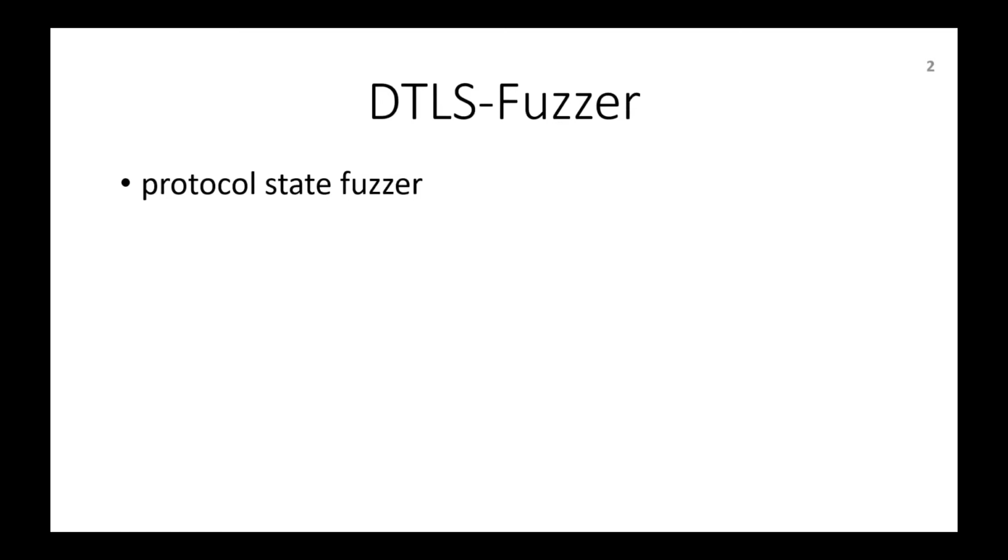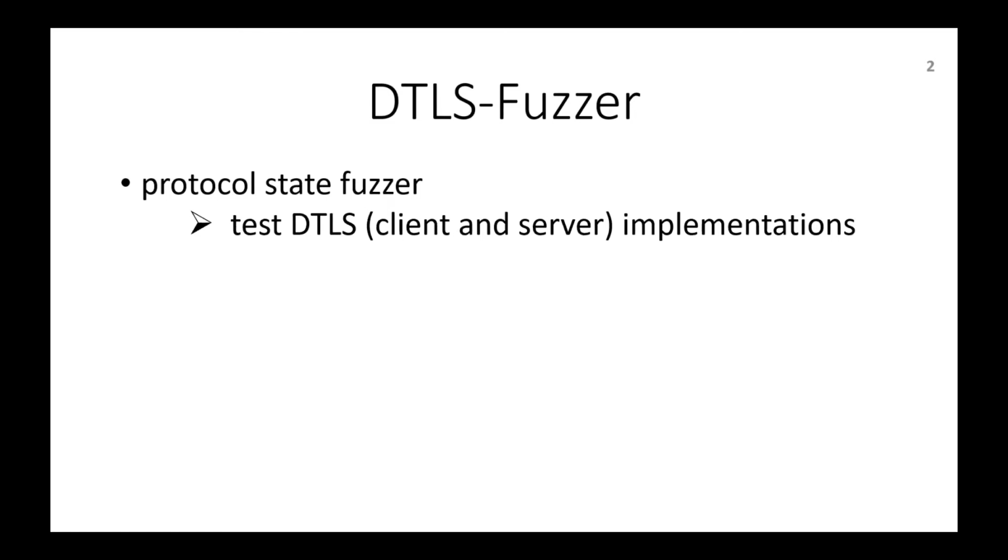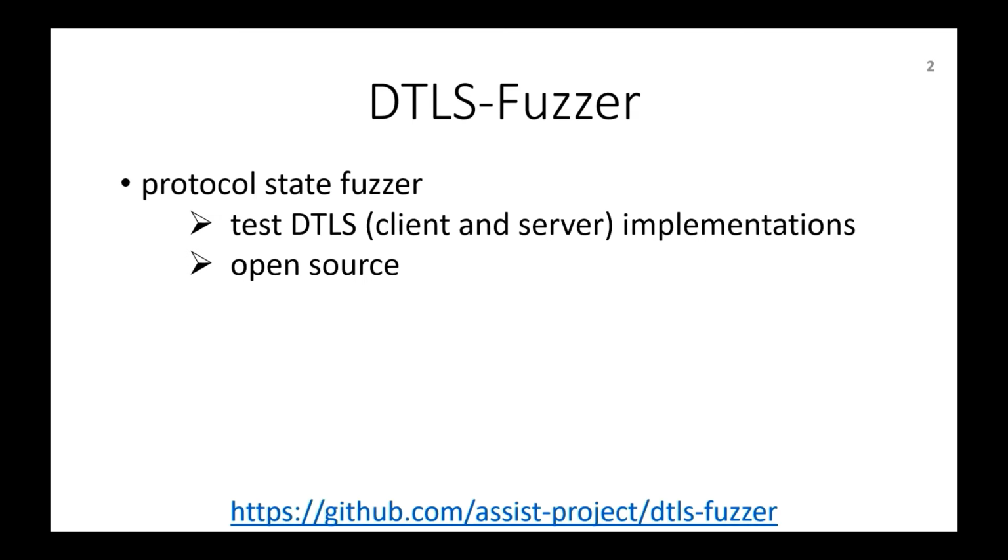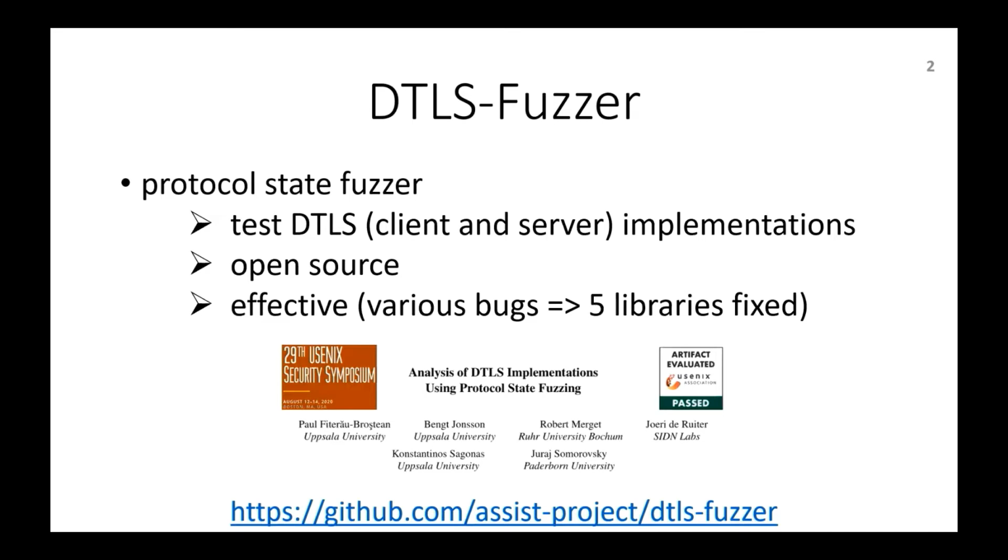DTLS-Fuzzer is a protocol state fuzzer that can be used to test DTLS client and server implementations. The fuzzer is open source, with the source code available online. The fuzzer has shown to be effective. Recent work used DTLS-Fuzzer to find various bugs in well-known libraries, which led to fixes in 5 of these libraries.